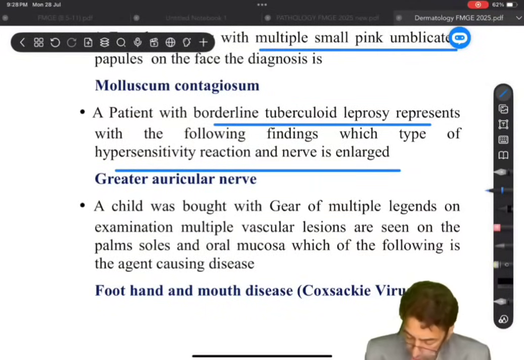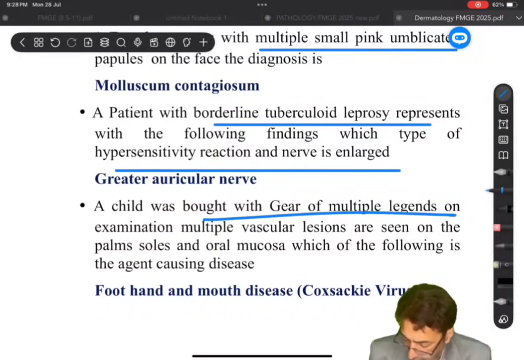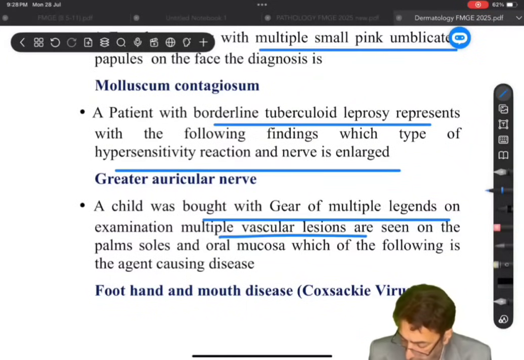Another question which was asked: a child was brought with a fear of multiple lesions, and examination showed multiple vascular lesions on the palms and soles and oral mucosa. Which is the disease?